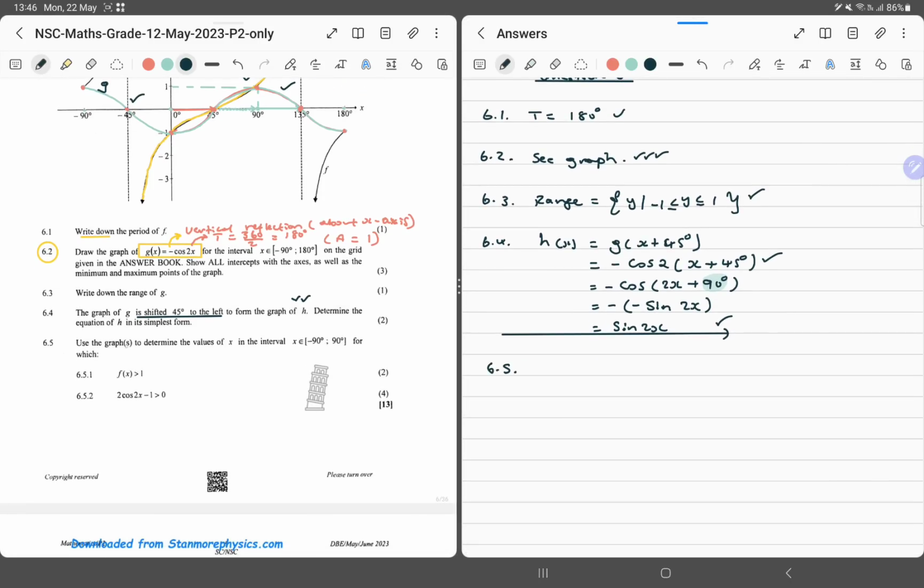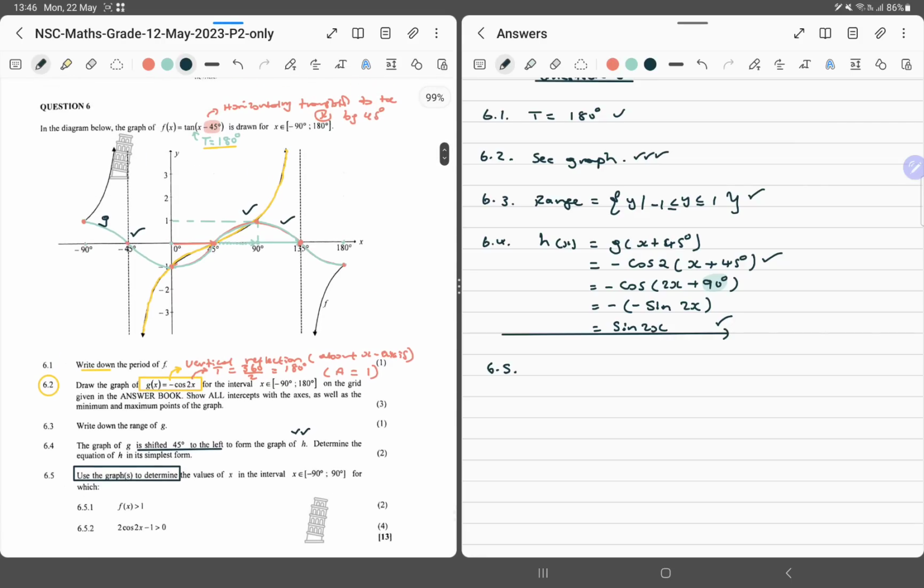says use the graphs or graph to determine the values. So usually they're not going to tell you how to do this. But already in trigonometry, you want to stick with the graphs more than algebraic manipulation, because that can hurt if you're not sure. Anyway, the values of x in the interval -90 to +90, for which f(x) is greater than 1. Now f(x) is greater than 1, where? Okay, let's have a look. So we see that the graph of f is the tan graph, is it not? Okay, let's do it.